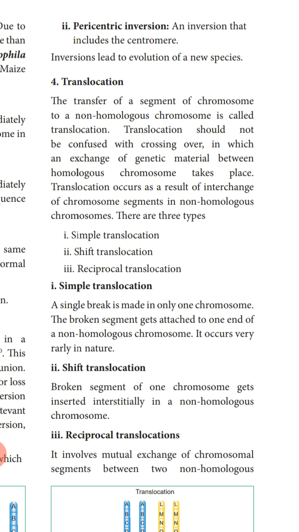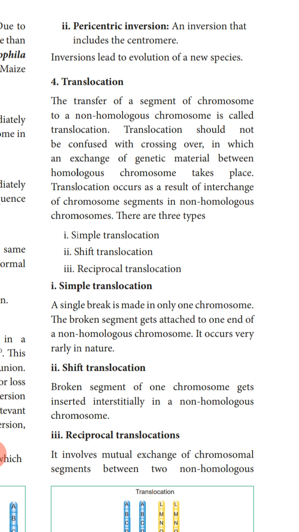As we already know, what is a homologous chromosome? A chromosome in which one chromosome comes from the male parent, the other comes from the female parent, and both are of the same type but from two different sources, then it is called a homologous chromosome. Now here this transfer is taking place between the non-homologous chromosomes, that is, they are not the same type of chromosome. Okay, translocation should not be confused with crossing over.